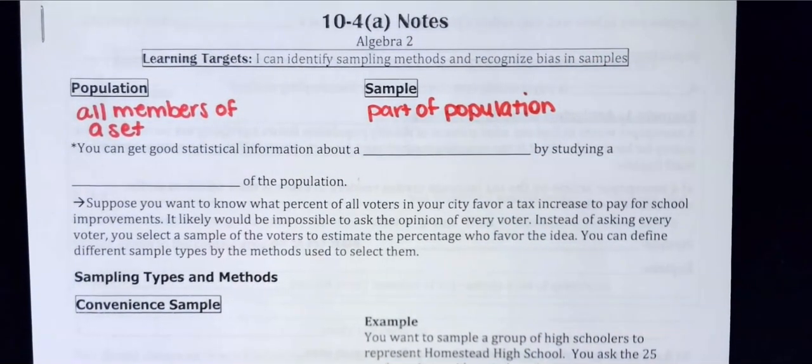Okay, so just as a little example, let's say Homestead High School was the population, and then this class could be a sample of the population. So it's not everybody, but it's part of the group, if that makes sense. So what we're going to use this for is we're going to break these into some sampling methods and talk about how you can get a decent sample and maybe what might be a good sample versus not.